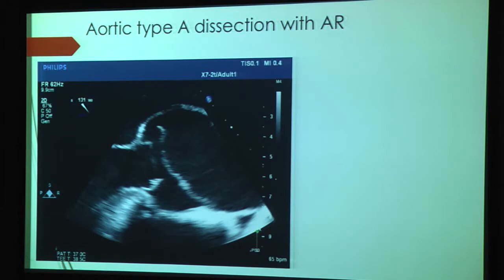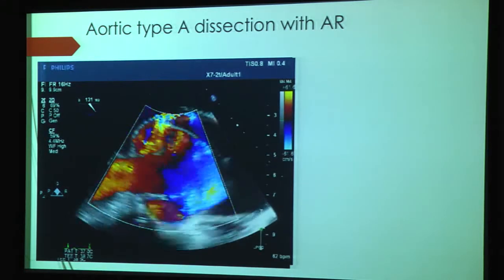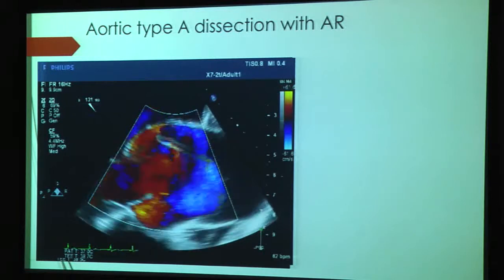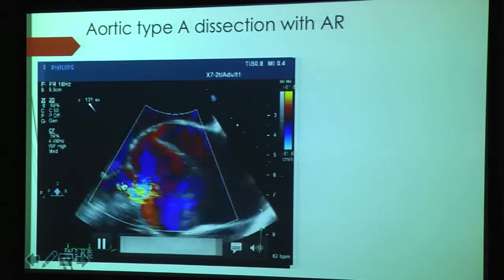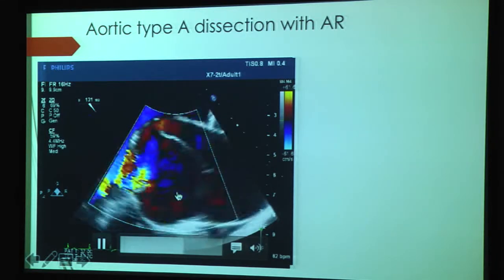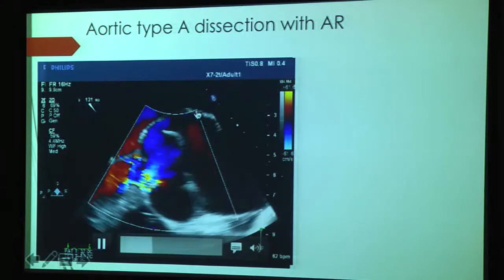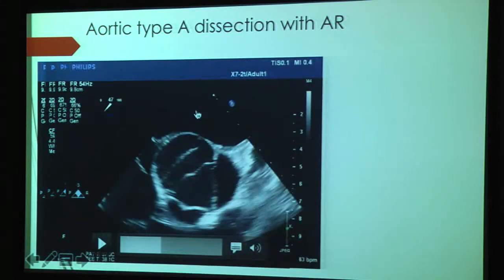This is another case. The aortic valve was not directly pathologic, but it was affected by an aortic dissection. If you put color on, you see the aortic regurgitation, quite eccentric again. You see the dissection flap flipping around. And you see turbulent flow coming out of the aortic valve and a dilated aortic root.